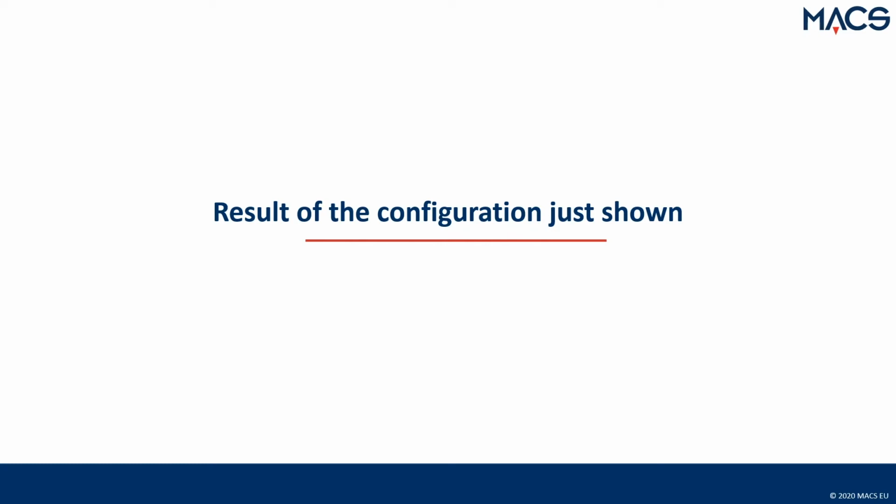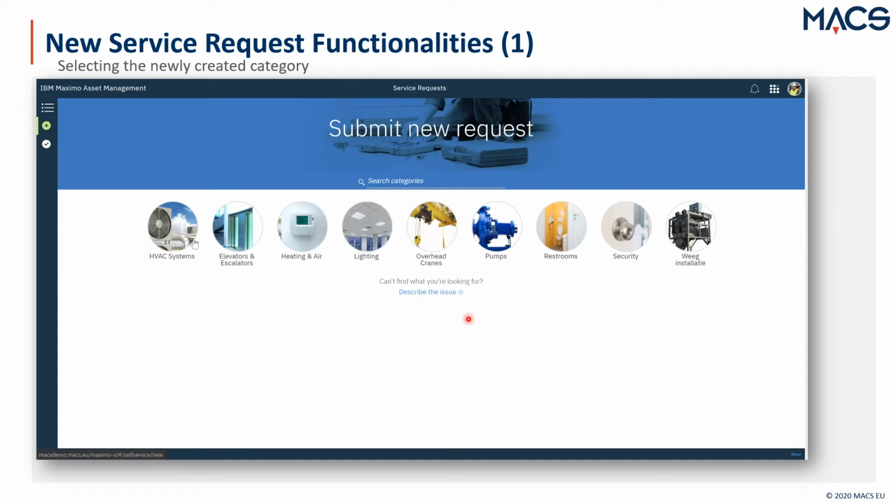And of course, I also wanted to show the result of the configuration that I've just shown. So I just set it up, and now I'm going to log in to the service requests work center to show you how that's looking in the work center itself. So here I have my newly created category. Here we see it, HVAC systems, with the picture I put on it.